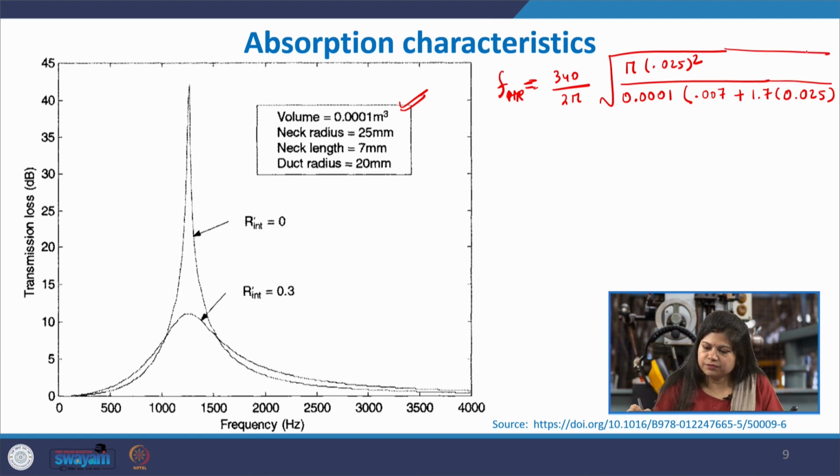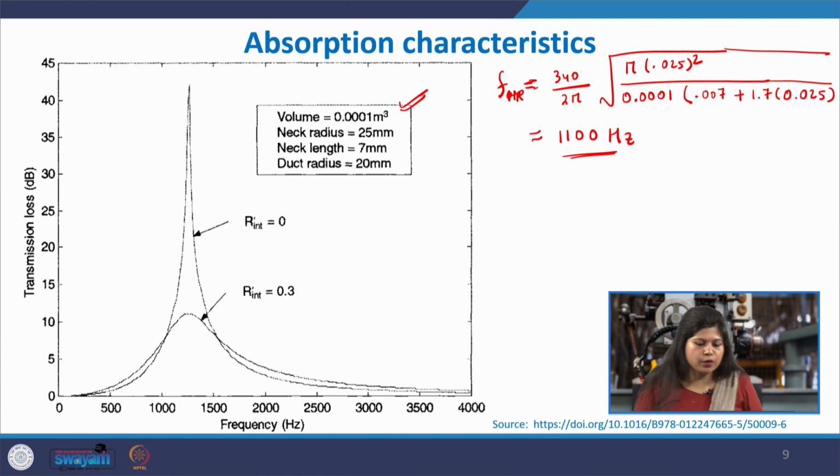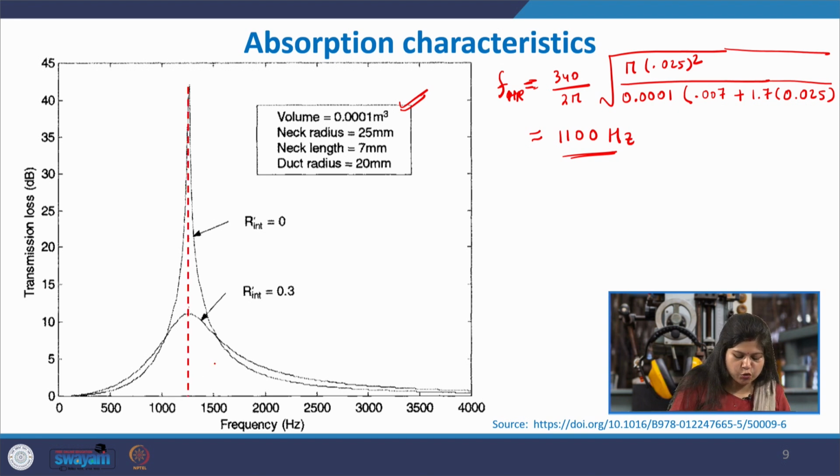Okay. So, if you evaluate this expression, what you will find is that it comes close to 1100 hertz, and you can see this is the sort of absorption characteristic of this resonator measured. It always peaks. So, the peak here comes somewhere around 1200 or something in the experimental measurement. So, obviously there are some inaccuracies, most likely in the manufacturing, but it is coming very close to 1100 hertz, which is the theoretical estimate of its fundamental frequency. So, you can see how the absorption characteristics are very sharp and narrow.